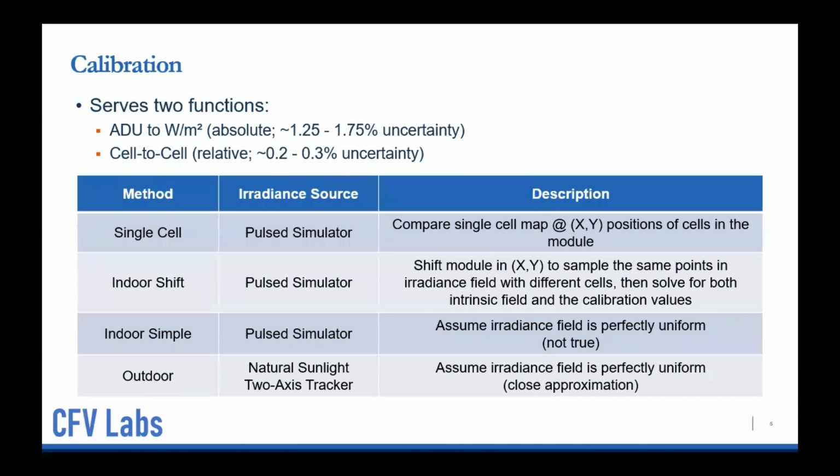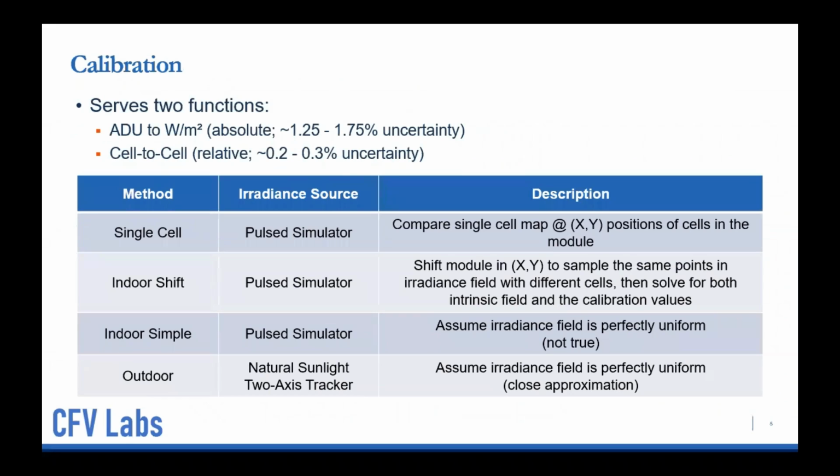That's time consuming, so this is one of the problems. We have another method where we take the module and shift it in X and Y positions. So we sample the irradiance plane, or the inherent irradiance distribution, with different cells at the same point, and then we simultaneously solve for both the intrinsic field and the calibration values. Again, it's a little less time consuming, but still time consuming.